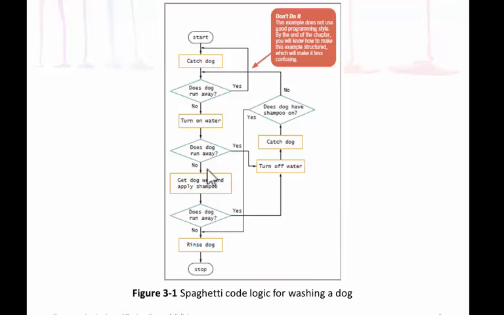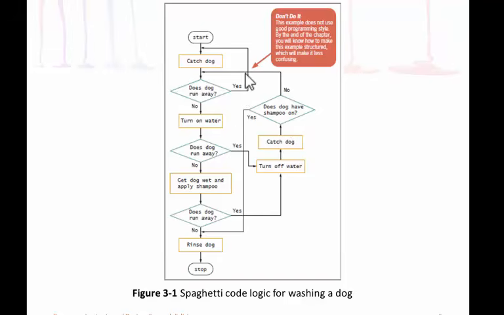Here's spaghetti code logic for washing a dog. We all know how to wash a dog, and you all go, yes, we've got to catch the dog. If the dog runs away, then we go back to catching the dog again. You'll see that this all looks sort of correct, but it is unstructured spaghetti code. It's all good if you know how to wash a dog and in that line of work, but to someone who is not an animal person, this program will never work.